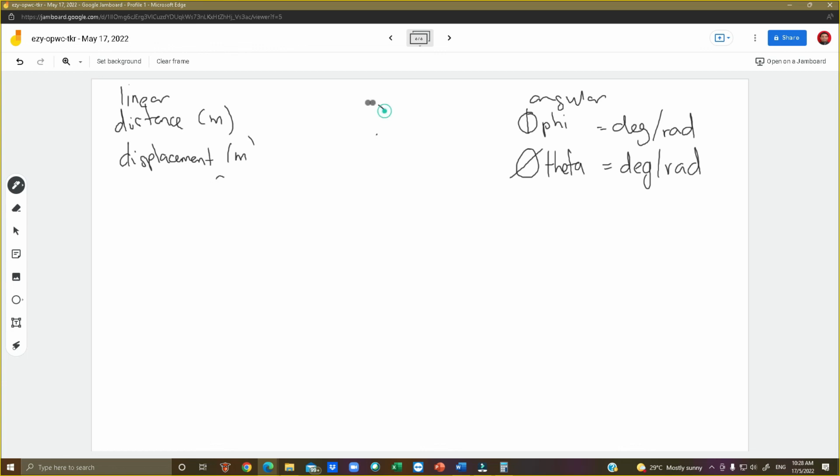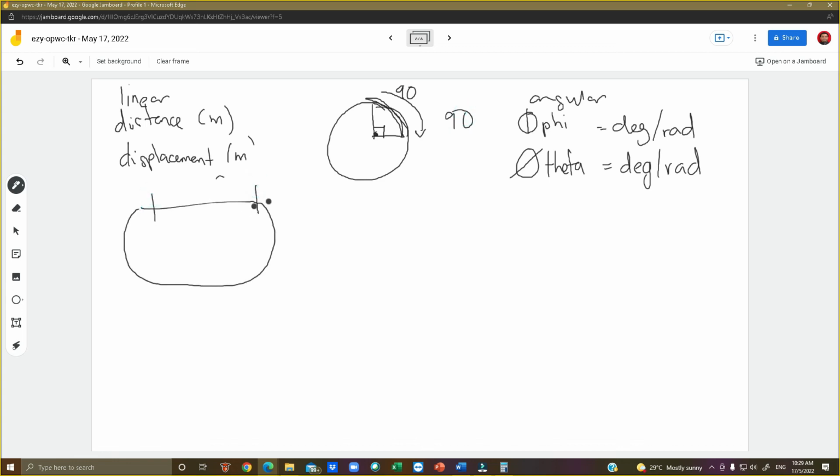Let's take the example of the clock earlier. The clock hand moves like this. What is its pi? 90, right? What is its theta? How much theta for this one? Come on, try. 90. The same as distance, right? In this case, from here to here, so it is the same.